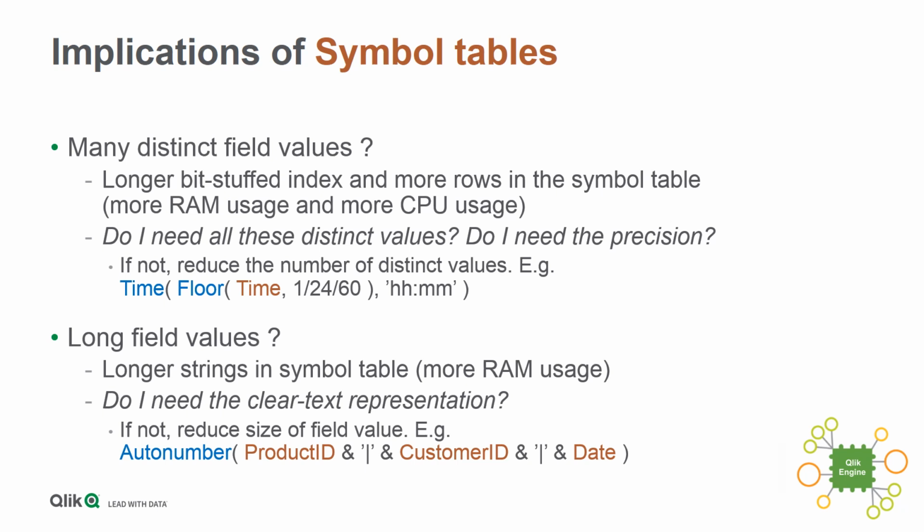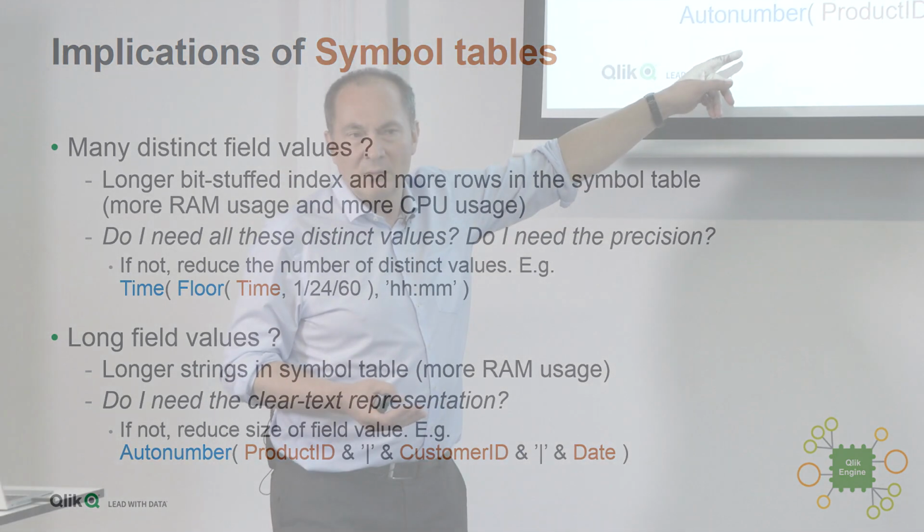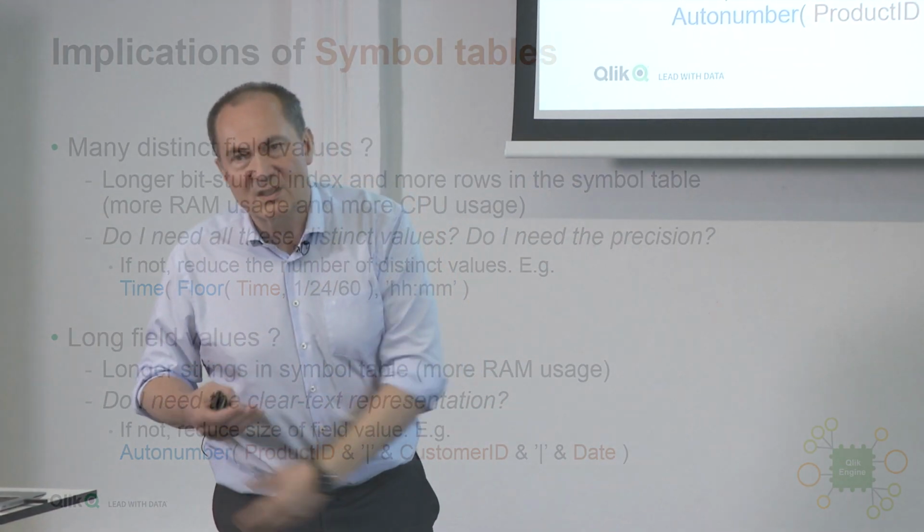Well, then you should ask yourself, do you ever want to show this field? Because if you don't, then you should wrap it in the auto number. The auto number will just skip the clear text part of the field and just keep the number. So still, no information is lost really. It will work just as before, but you can't show the clear text value.